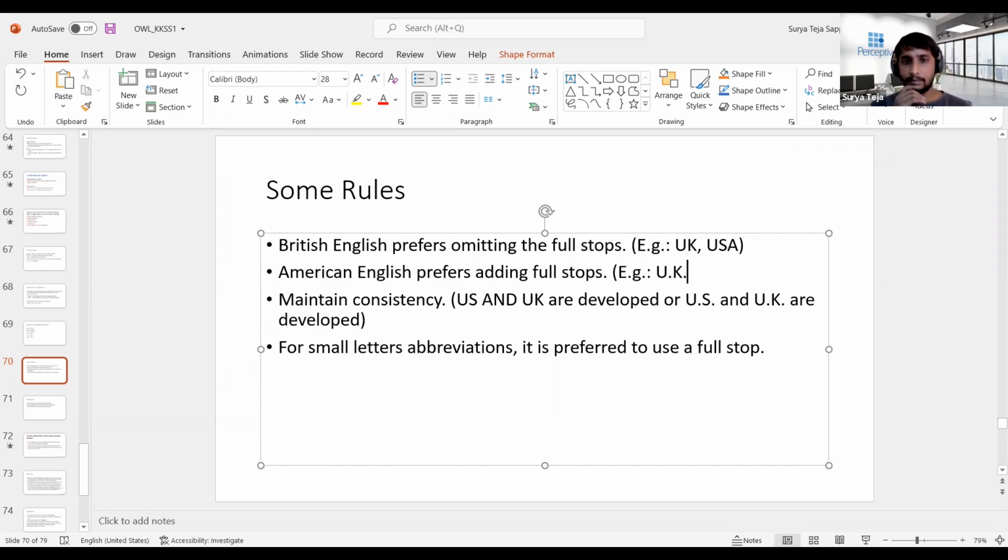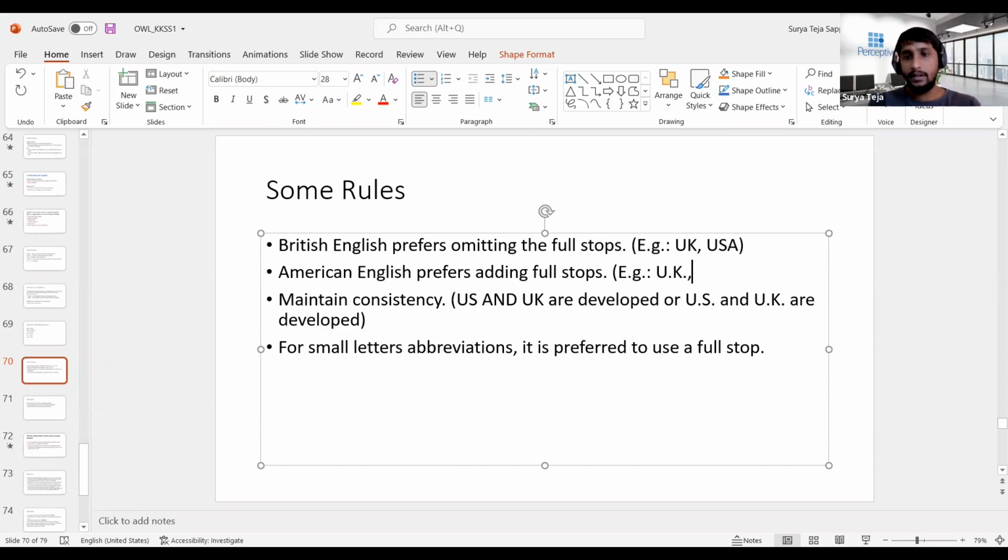So this is how British English and American English differ. But actually, in modern day English, the practice is that, even in British English and American English, we can simply eliminate the full stops. We can simply say UK, USA without adding a full stop.